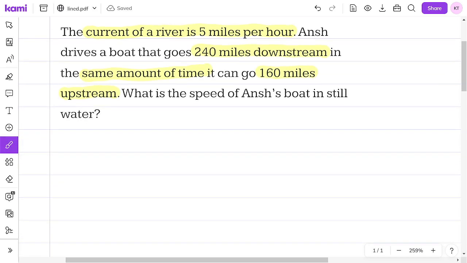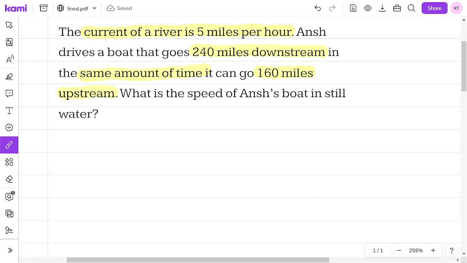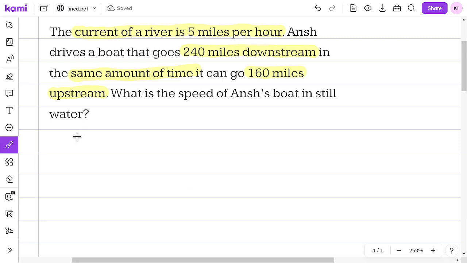So we're going to break this distance question into two different parts in our table. So we have downstream, and then we have upstream. And so then we have again our distance, our rate, and our time. So downstream, we know it can go 240 miles. In that same amount of time, they can go 160 going up.